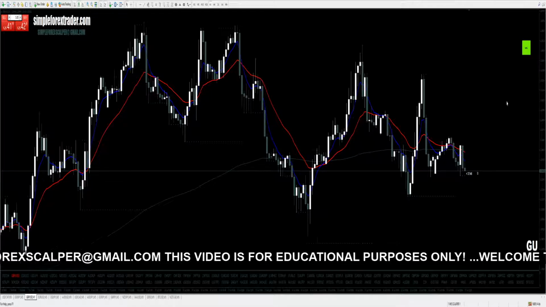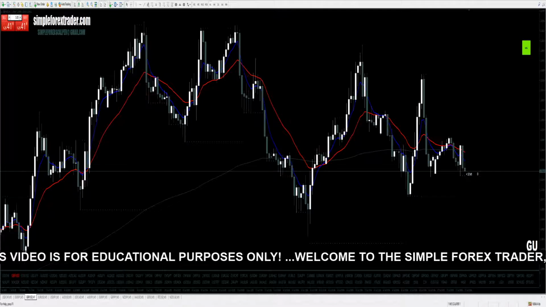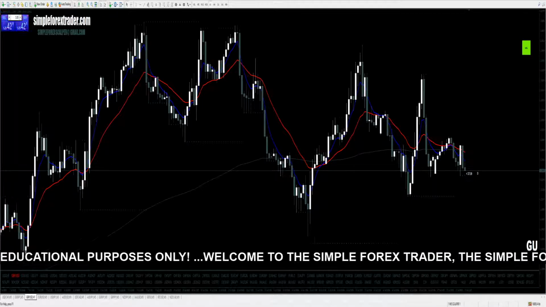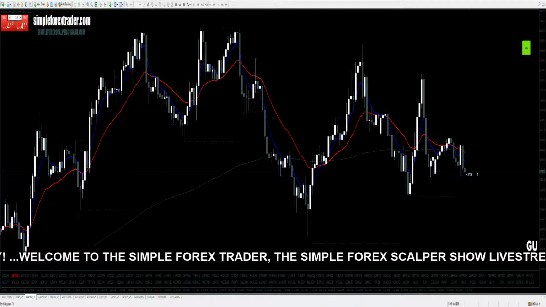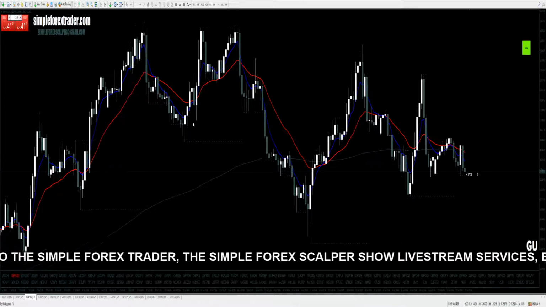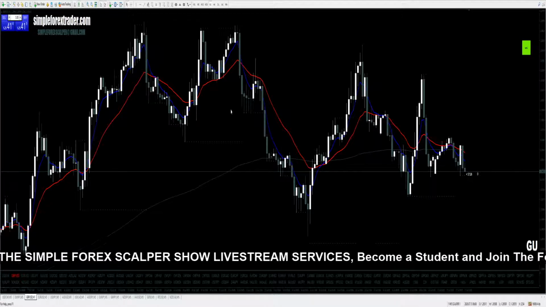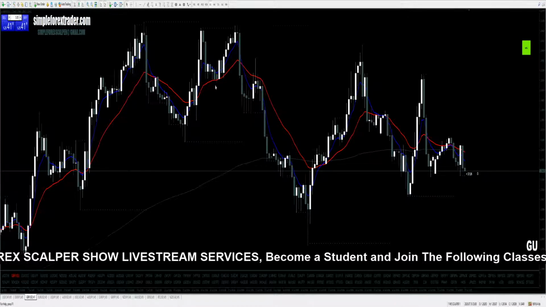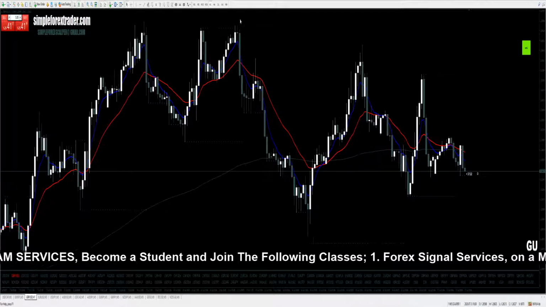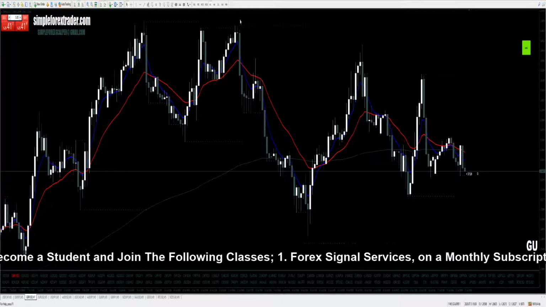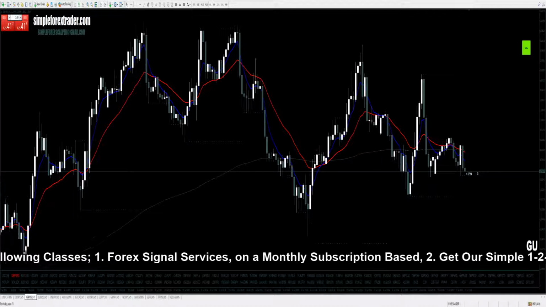The way it works is using the WaveCalclutor. So by plotting a simple 1 2 3 formation, and also by using the cross here. So let's trade this pair here, this one here. This is the Great Britain pound against the US dollar, this one.